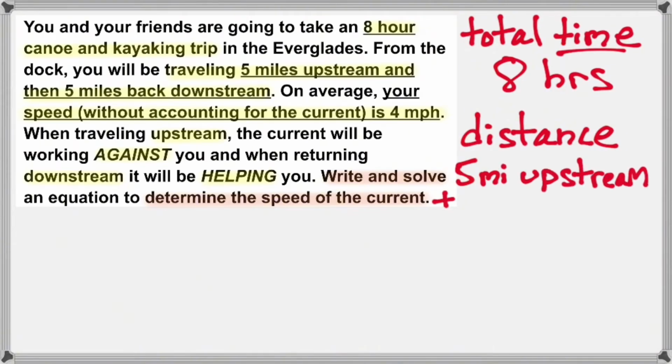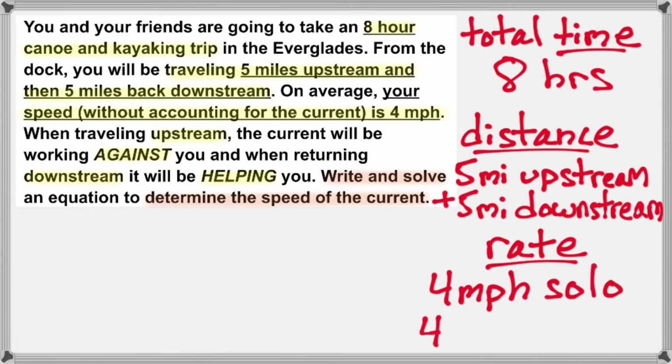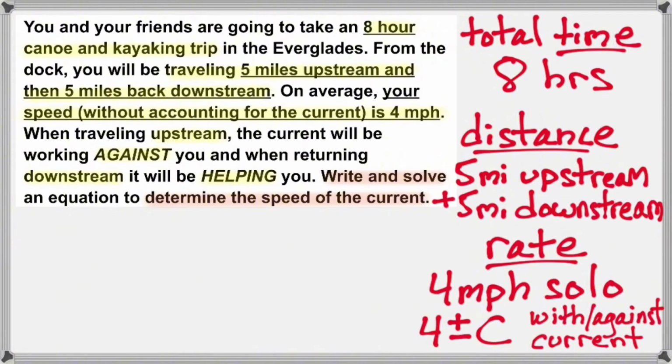The distance you're traveling, you need to think of it as two parts to the situation. You're going 5 miles upstream and then you're turning around and then 5 miles back downstream. So there's going to be two pieces, two rational components of this equation. Lastly, your rate. It says 4 miles per hour without accounting for the current. So by yourself, you canoe or kayak 4 miles per hour as your speed.